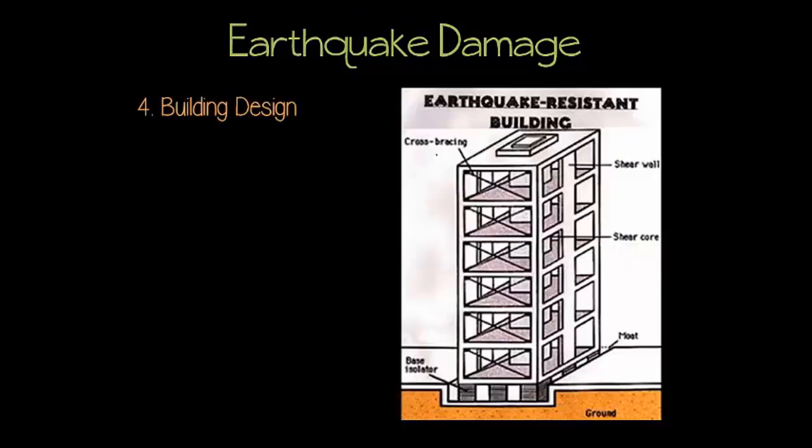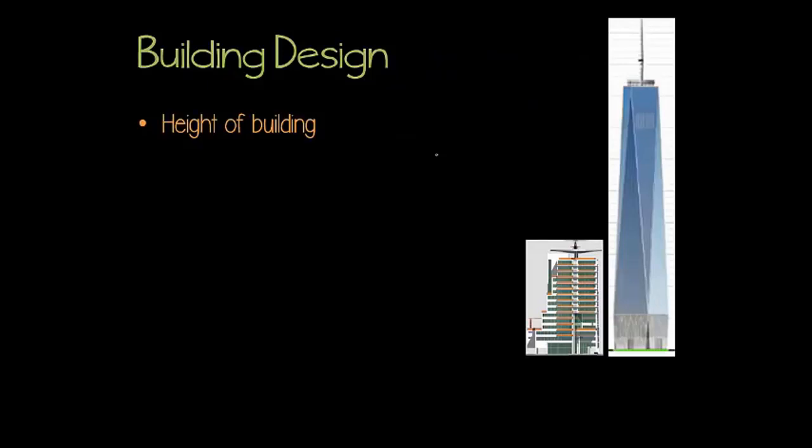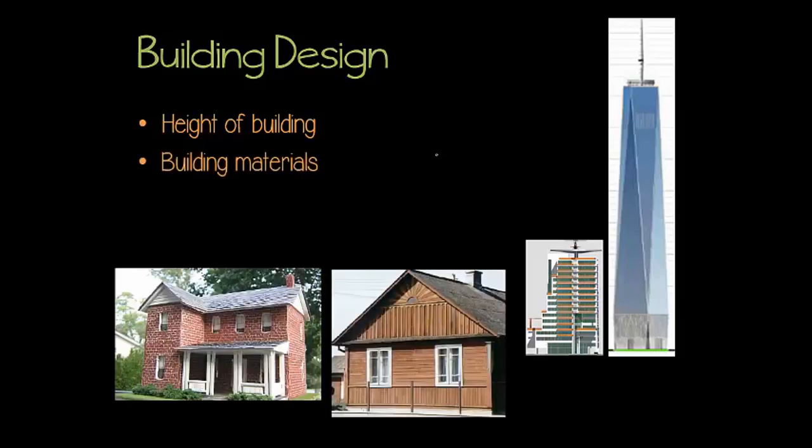Okay, the last factor is the type of structure that you're in. The design of the house or building that you're in can make a huge difference in how much damage happens to that building. For example, shorter buildings are less likely to have damage, while taller buildings are more likely to have damage from an earthquake. Materials like brick or stone are much more likely to break during an earthquake, while materials like wood and steel are less likely to break during an earthquake.